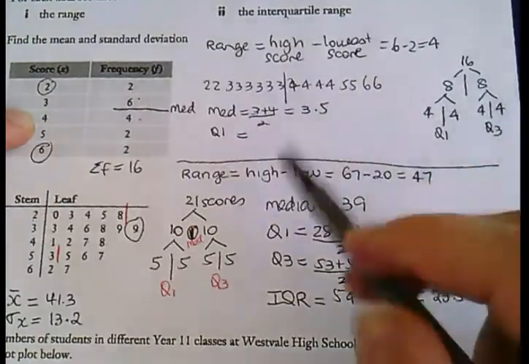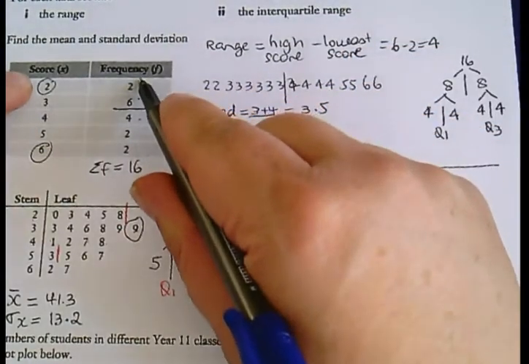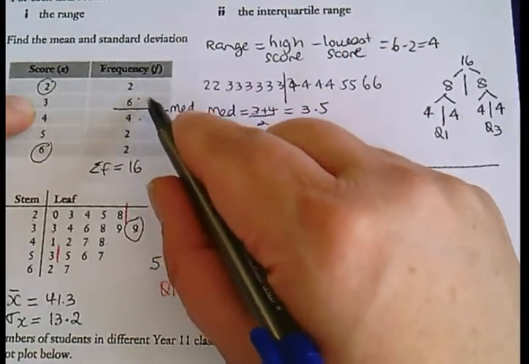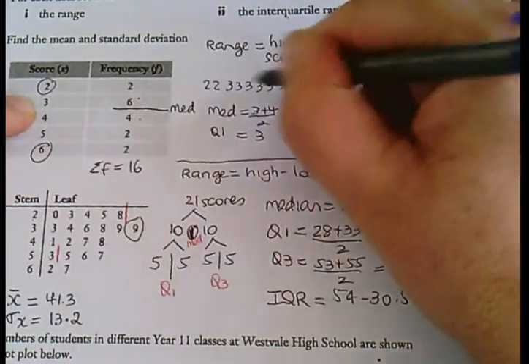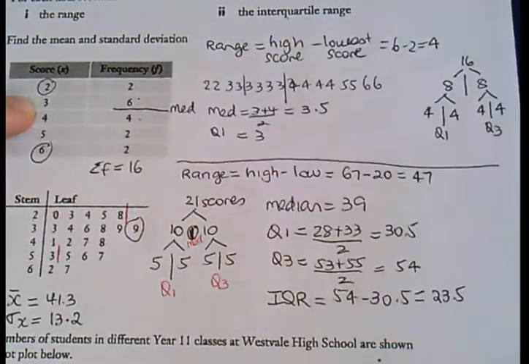Q1, the lower quartile. My first two numbers are 2s. The rest after that are 3s. It's got to be 3. Look, 1, 2, 3, 4. There's Q1.